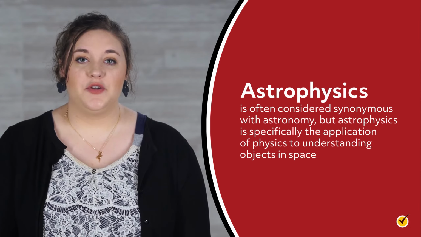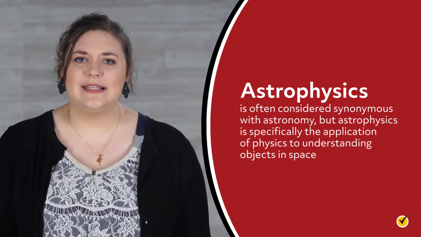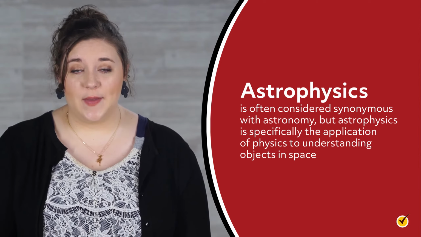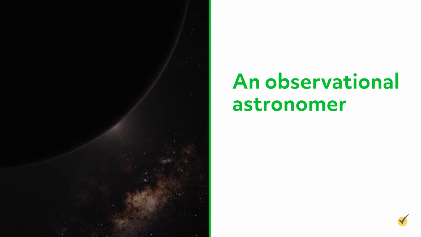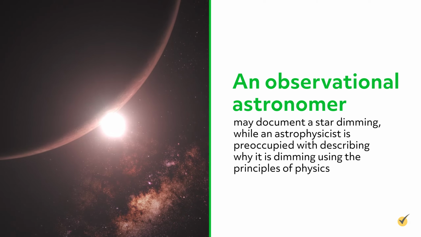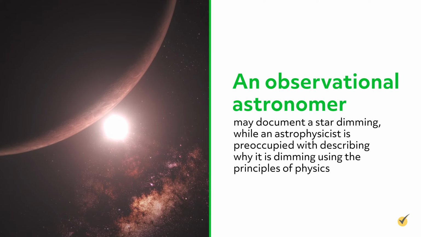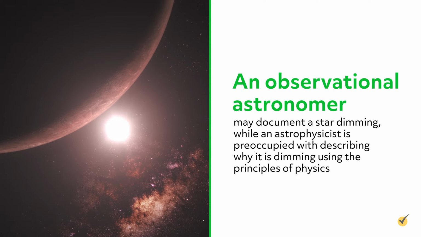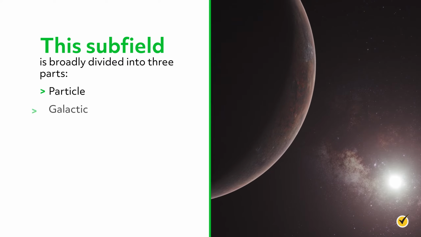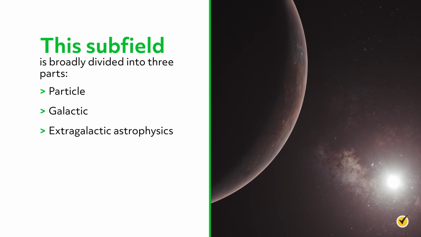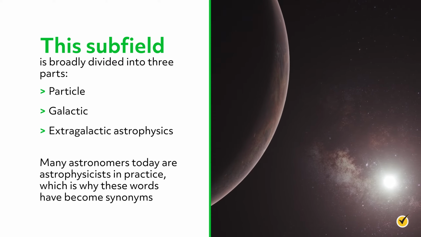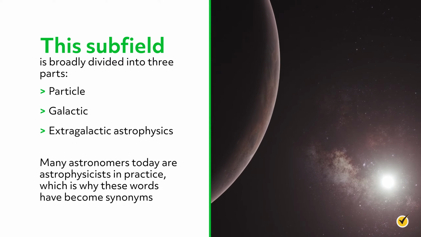Astrophysics is often considered synonymous with astronomy, but astrophysics is specifically the application of physics to understanding objects in space. For instance, an observational astronomer may document a star dimming, while an astrophysicist is preoccupied with describing why it is dimming using the principles of physics. This subfield is broadly divided into three parts: particle, galactic, and extragalactic astrophysics. Many astronomers today are astrophysicists in practice, which is why these words have become synonyms.